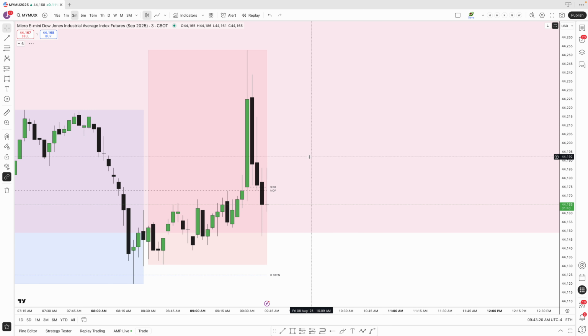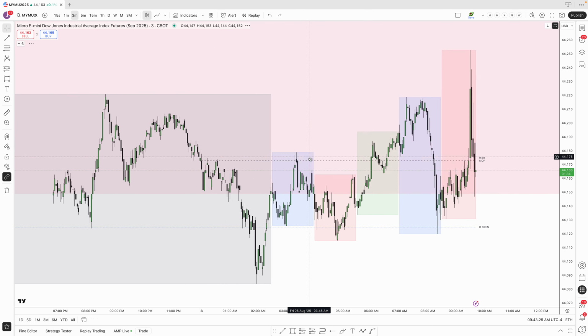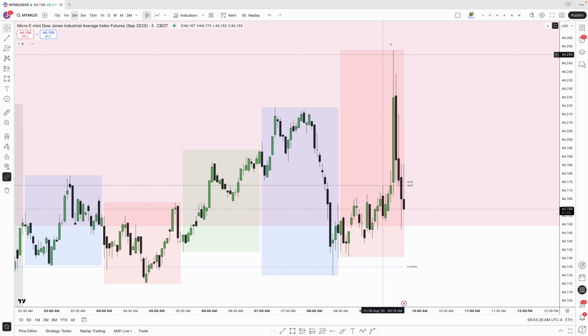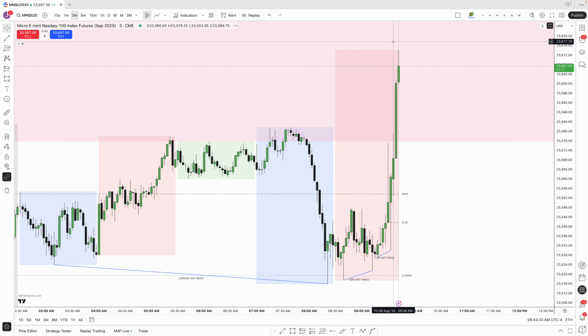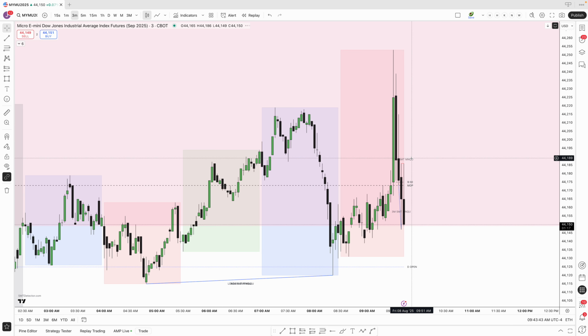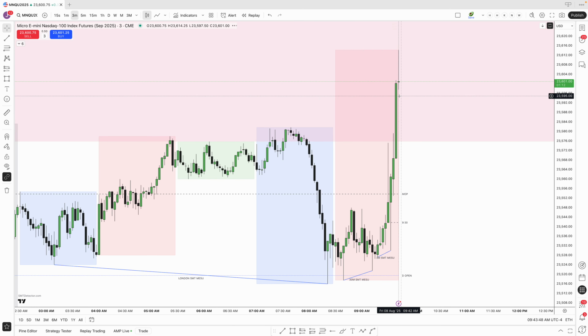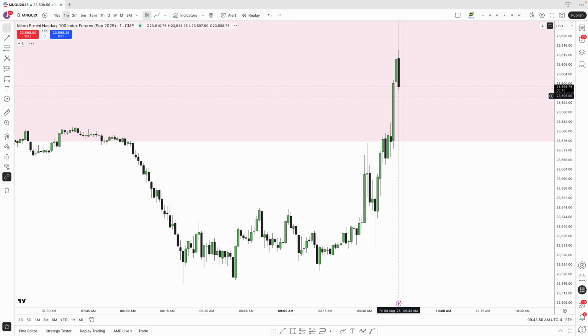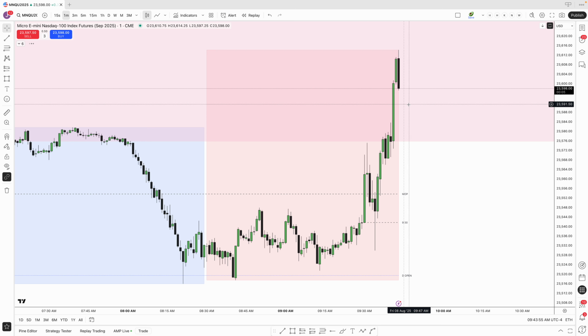Now we have it with YM. We definitely have SMT with YM. YM made the high at 9:30 and rolled lower, while ES and NQ are just running higher. So there is SMT there with YM. You can see it quite obviously. So we have it there with YM, which is okay. I could still go with that.